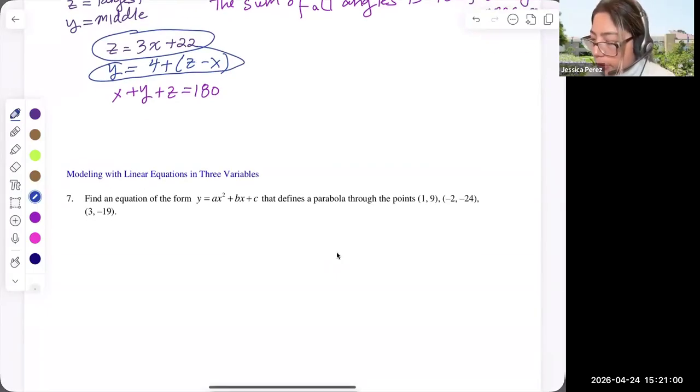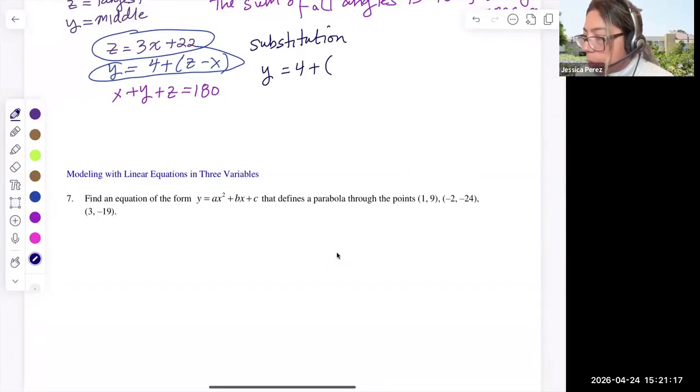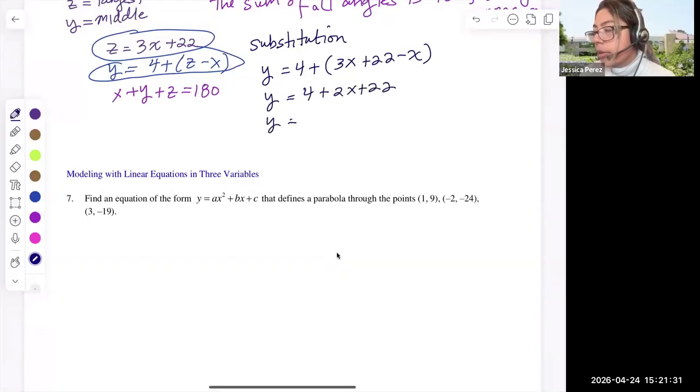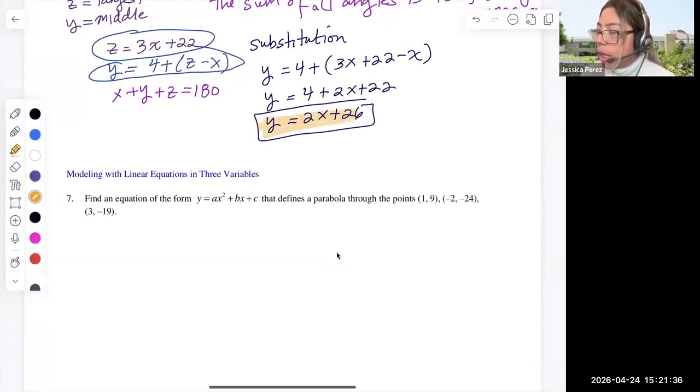So notice that we can easily see that z is in terms of x and y is in terms of x. So we are going to be using the substitution method here. So y is equal to 4 plus 3x plus 22 minus x. So then y is going to be equal to 4 plus 2x plus 22. Let's combine: y equals 2x plus 26. So now I have y and z in terms of x.